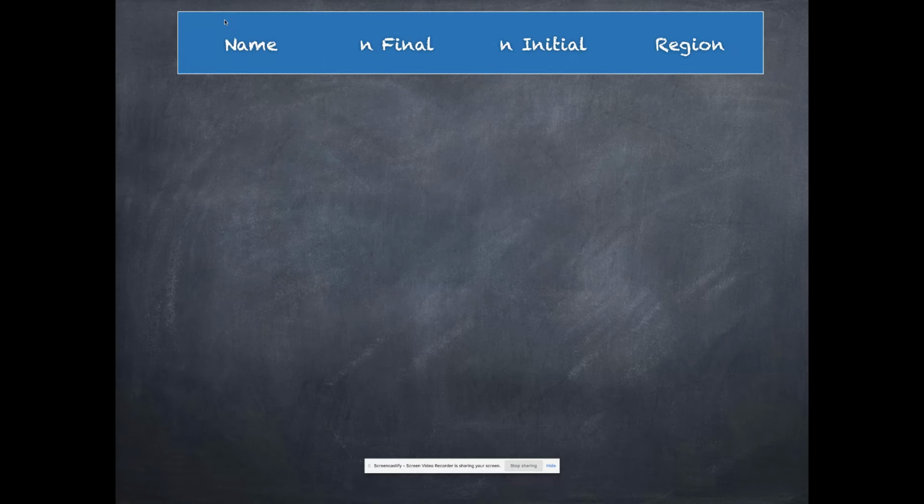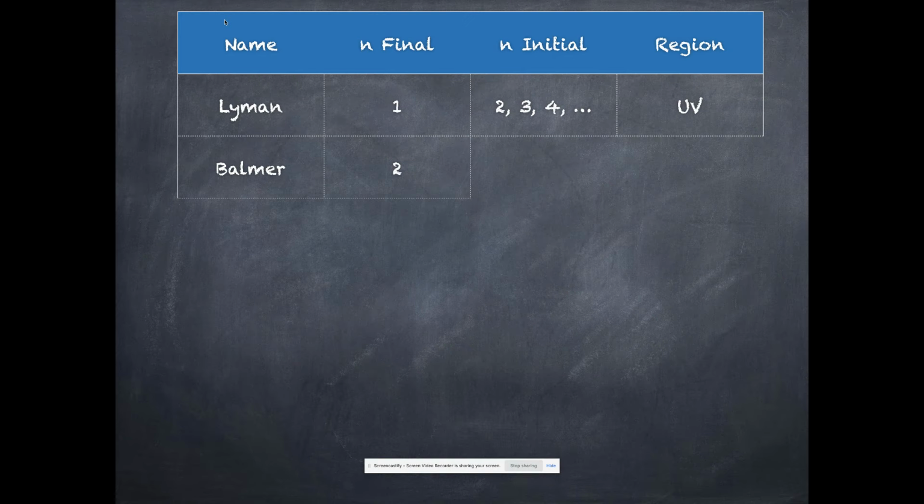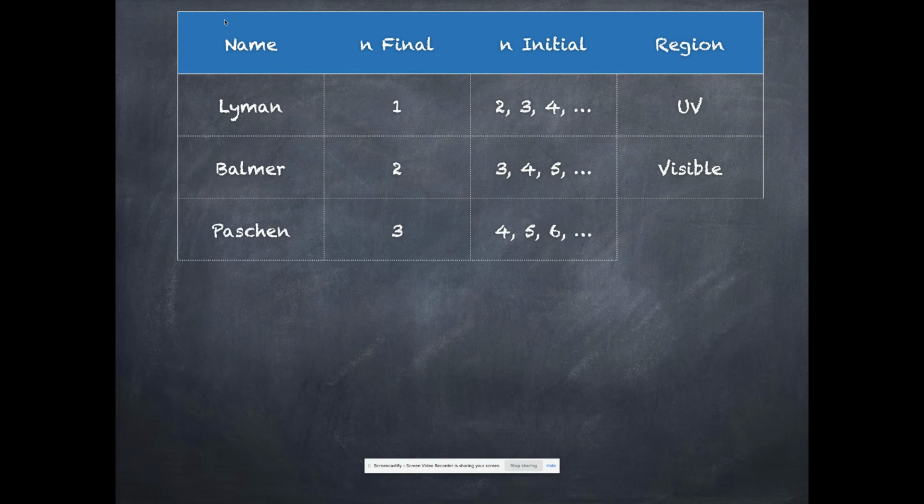Okay, so now let's see if we can summarize all of the different sets of lines that people were finding and the numbers that described them. First, we have the Lyman series, where n final is equal to 1, and n initial would be 2, 3, or 4, falling into the UV region. The Balmer series, where we already said n final equals 2, n initial would be 3, 4, 5, or 6. Okay, visible light. One called Paschen, one set of lines, where n final is 3, n initial is 4, 5, or 6, falls in the near IR. That means it's near visible light.